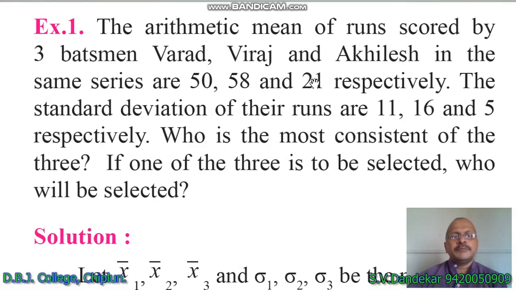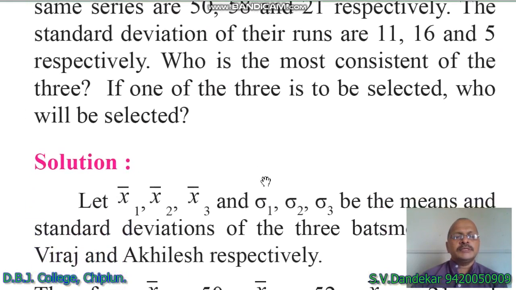The first problem: the arithmetic mean of runs scored by three batsmen Varad, Viraj and Akhilesh in the same series are 50, 58 and 21 respectively. The standard deviation of their runs are 11, 16 and 5 respectively. Who is the most consistent of the three? If one of the three is to be selected, who will be selected?